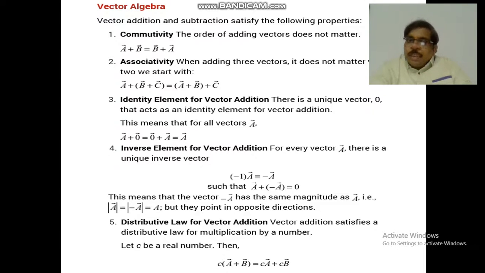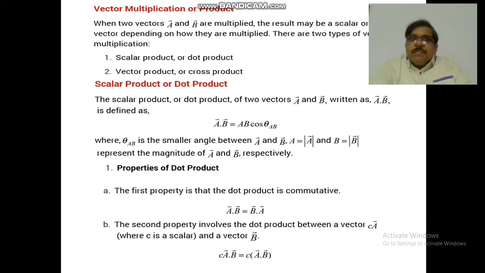Distributive law of addition. Vector addition satisfies the distributive law for multiplication by a number. Let C be a real number. C of a bar plus b bar is equal to C a bar plus C b bar. On vector multiplication, there are two types of product: the scalar product, otherwise called the dot product, and the vector product, otherwise called the cross product. When two vectors a bar and b bar are multiplied, the result may be either a scalar or a vector depending on how they are multiplied.